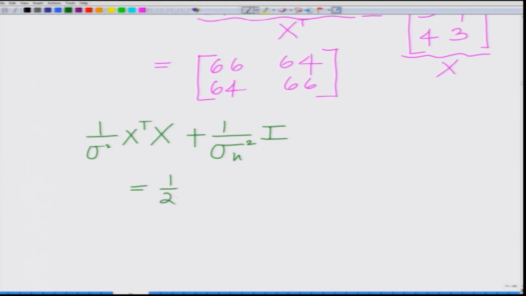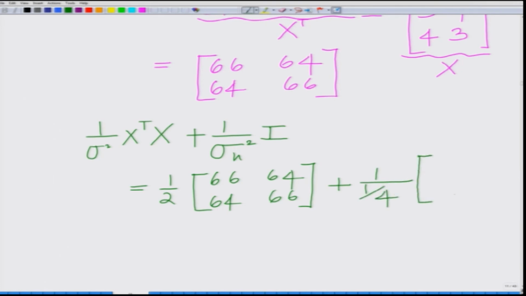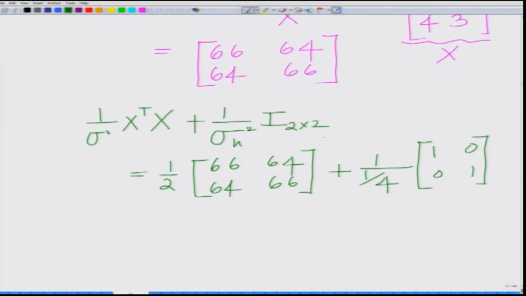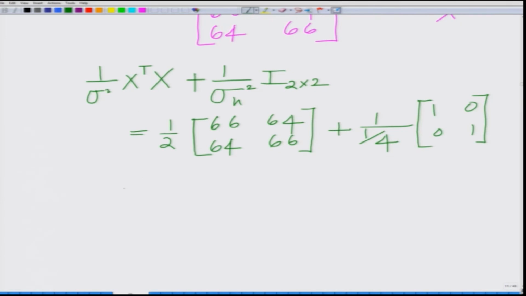This becomes half of 66 64 into 64 66, plus 1 over sigma h square. Sigma h square is 1 by 4. So, 1 over 1 by 4 times the identity matrix 1 0 0 1. Of course, this is the 2 cross 2 identity matrix, that is, the m cross m identity matrix.